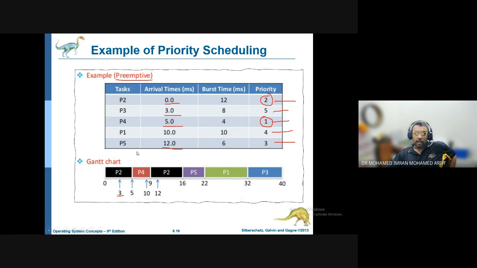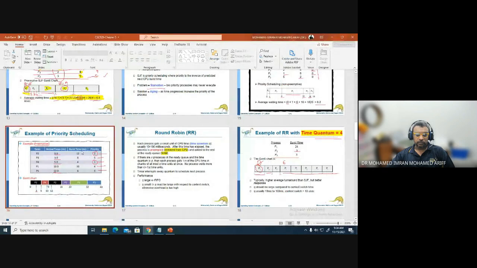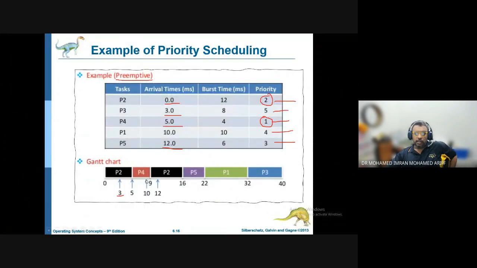Okay, so P4 arrives. So compare priority 1 and priority 2. Priority 1 is higher, so it will continue with P4. P4 runs until the 10th second, and it stops for a while to check. At time 10, it checks: oh, P1 has come in, and its priority is 4. This number is big, so it continues with P4 until the 9th. Why does it stop at 9? Because its burst time is 4, so 5 plus 4 is 9. So it reaches 9, and it is finished.